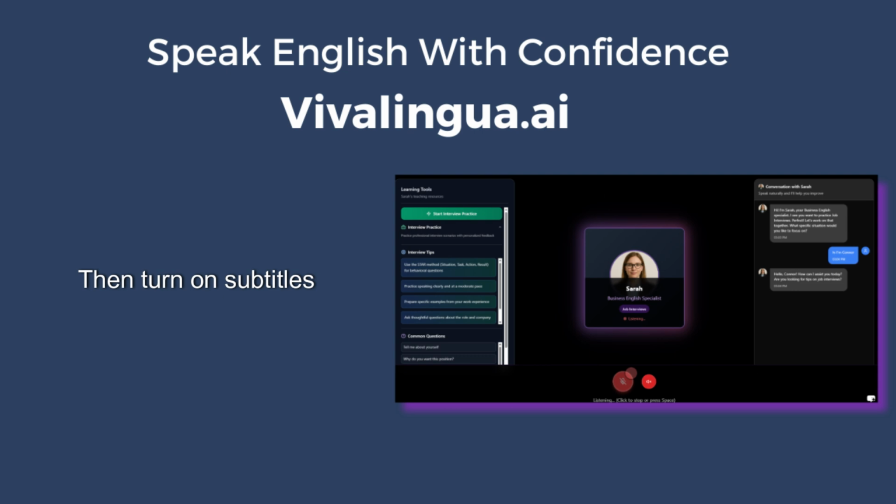Then turn on subtitles and listen again. Now you can see what you missed. Finally, turn off the subtitles and listen one more time. You'll be amazed at how much clearer it sounds. Repeat this process with the same 10-second clip 5 to 10 times if necessary. Your goal is to train your ear to recognize the sounds and rhythms of natural English.